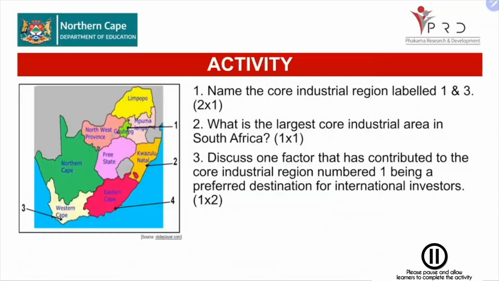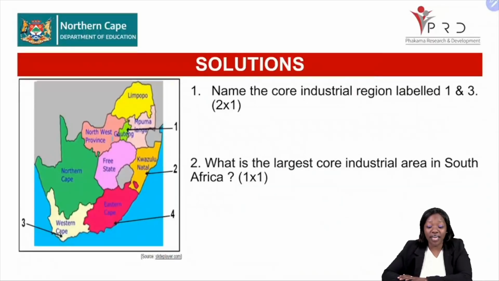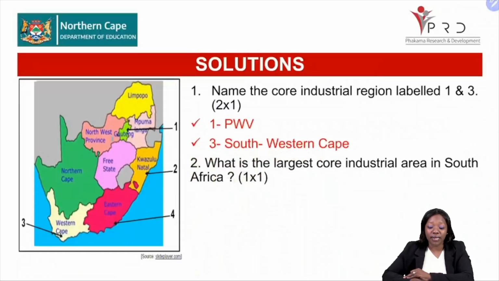Looking there at our first correction or solution, you name the core industrial regions labeled 1 and 3. So number 1, it's PWV. Then number 3, it's your Southwestern Cape. Then secondly, what is the largest core industrial area in South Africa? The largest, remember we said, it's PWV. Or those who wrote number 1, it's also correct.